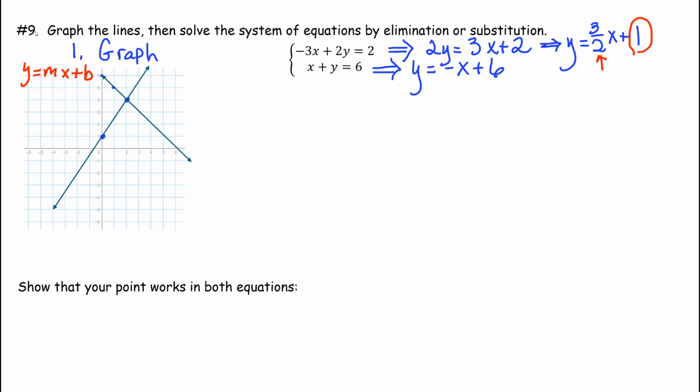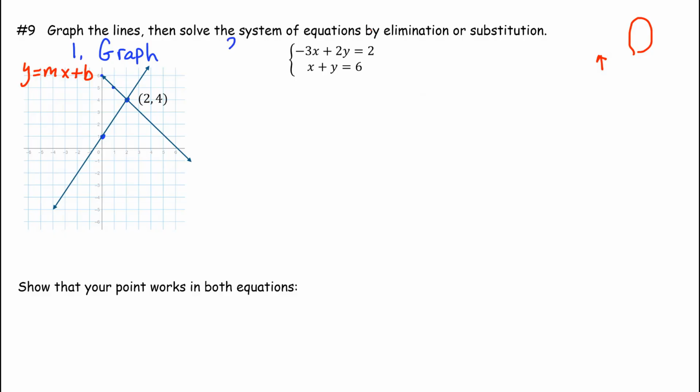And I can see that it looks like they cross at 2, 4. I can't be sure until I solve the system of equations that it is exactly 2, 4, because a graph can only be so accurate. So now I'm going to solve the system of equations. I'm going to use elimination because I can see that I have a negative 3x in the first equation, and the second equation has just an x. And since the signs on those two things are opposites, I think I'm just going to multiply the second equation by 3, and that way the x's will add up to 0 and they will go away.